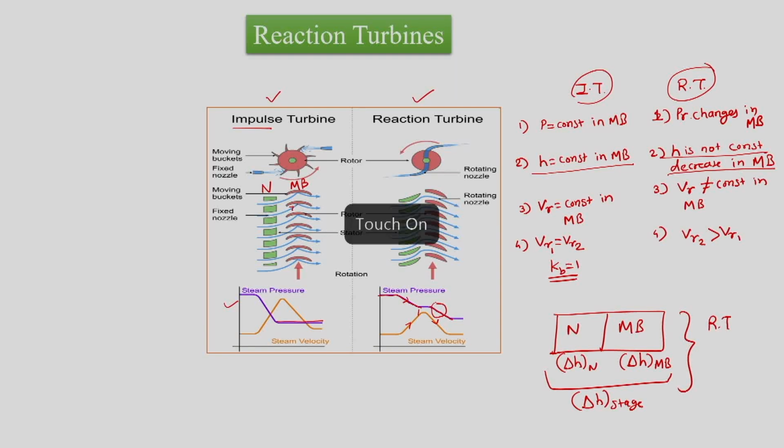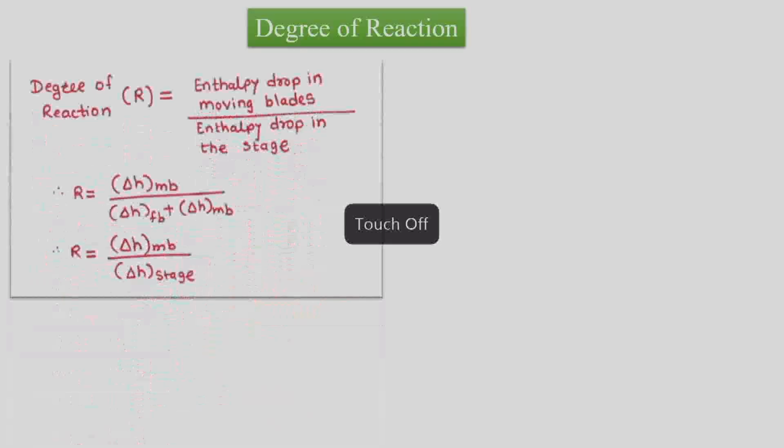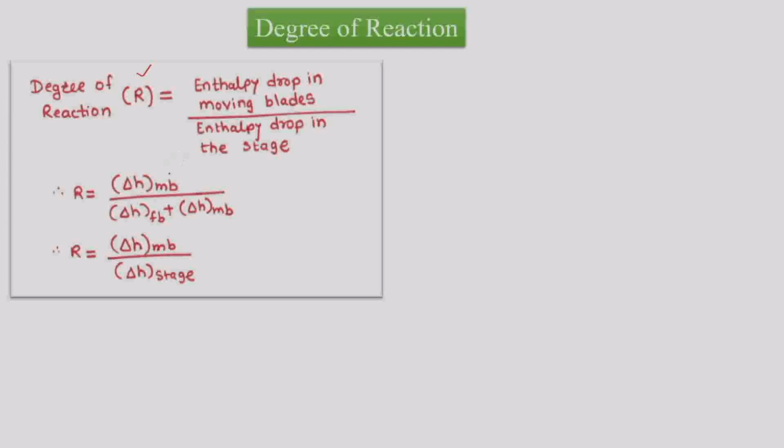So in view of this, there is a relation which states the degree of reaction. Degree of reaction R is defined as the enthalpy drop in moving blades divided by enthalpy drop in a stage. So there is total absolute enthalpy drop in a stage, and how much percent of it has dropped in the moving blades, that is the degree of reaction. So degree of reaction will be delta H in moving blades divided by delta H in fixed blades plus delta H in moving blades, or delta H in moving blades divided by delta H in stage.